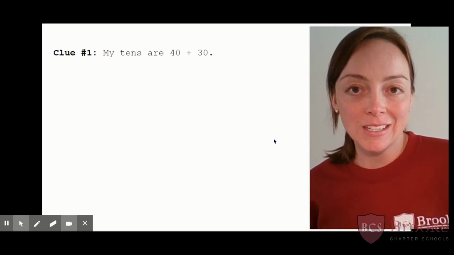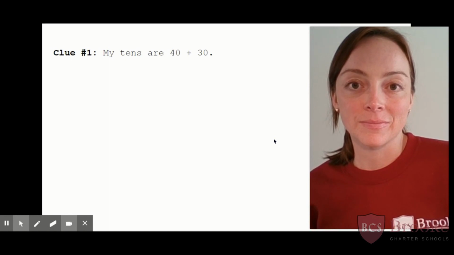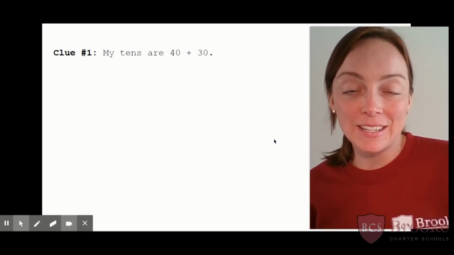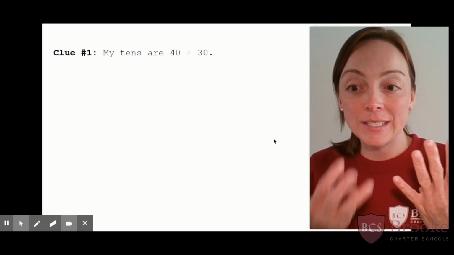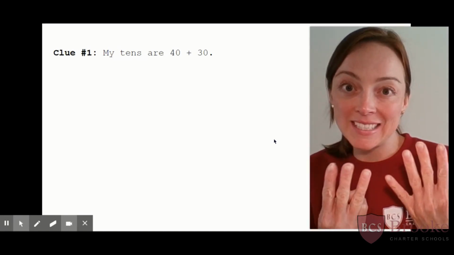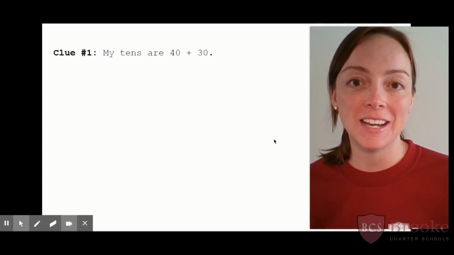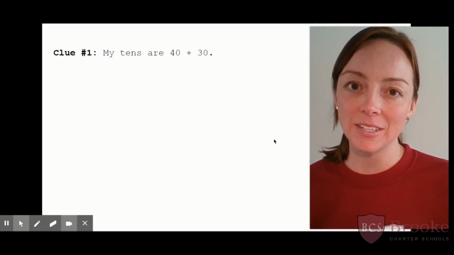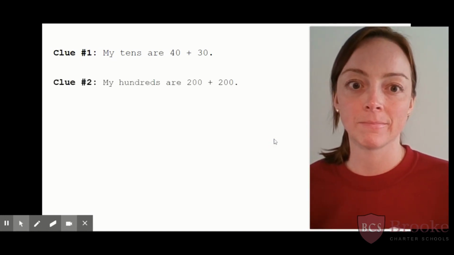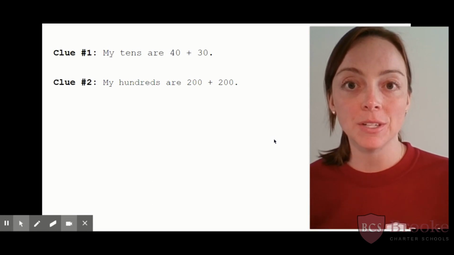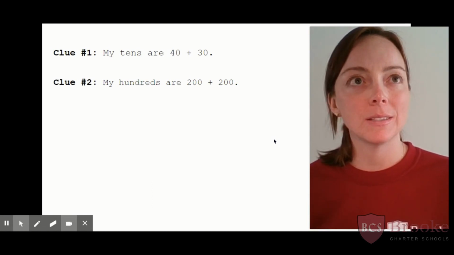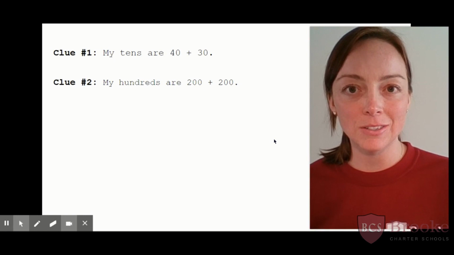What's 40 plus 30? Right, 70. 4 sticks of 10 plus 3 sticks of 10 would be 7 sticks of 10, or 70. Nice job. So this is a number in the 70s. Oh, my hundreds are 200 plus 200. So it has a digit in the hundreds.